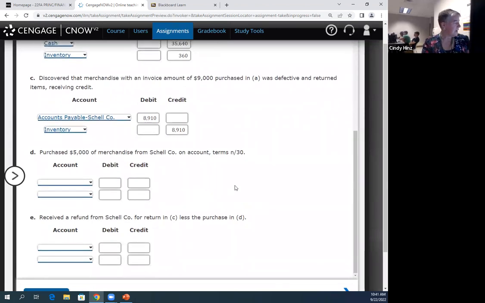I'm going to ask you to try letters D and E on your own. These are similar to what we did in A and B. The difference is the terms now, for whatever reason, are net 30. So they aren't offering us the discount on this purchase. And I can guess as to why that might be, because we already have a credit of $80.